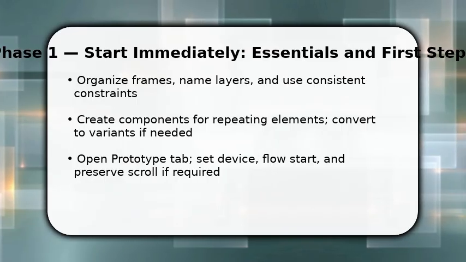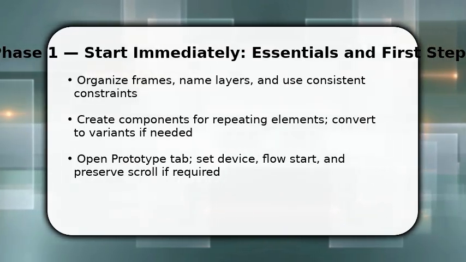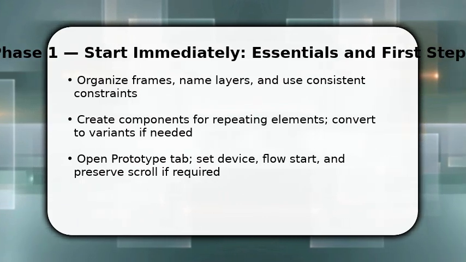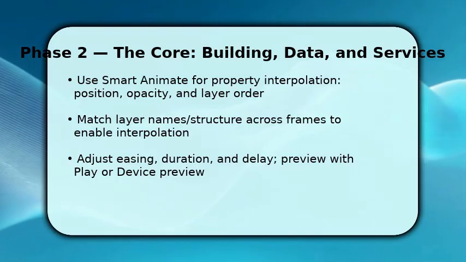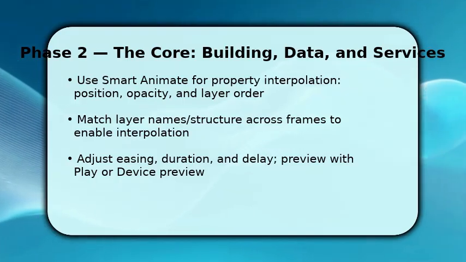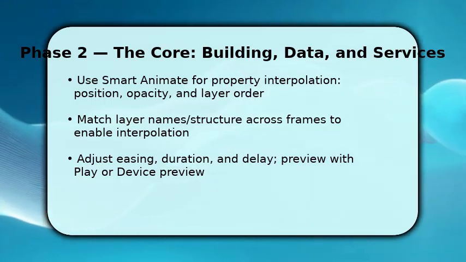Now pick a primary element you want to animate and add an initial interaction, so the process is already underway and tangible. Next, craft the actual motion. Duplicate frames or component states, then change properties like position, scale, opacity, or rotation. Make sure layer names and hierarchy match across frames so Smart Animate can interpolate smoothly.